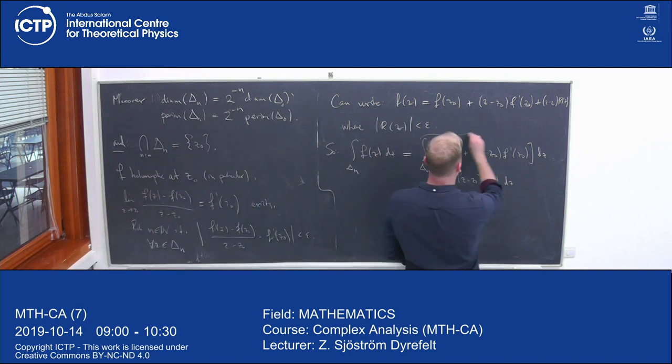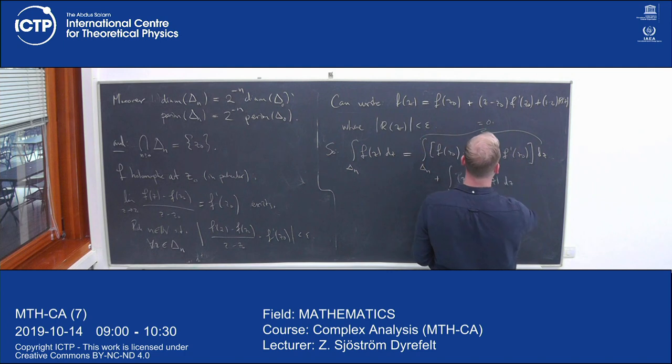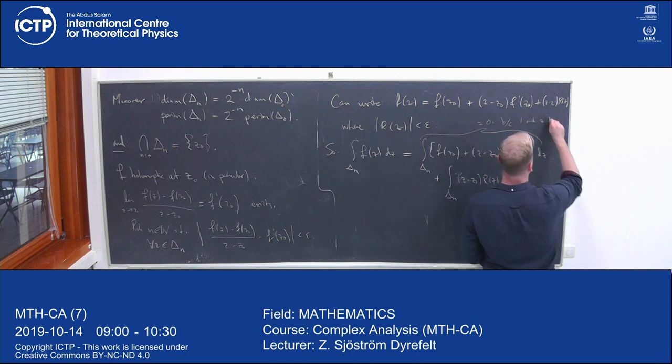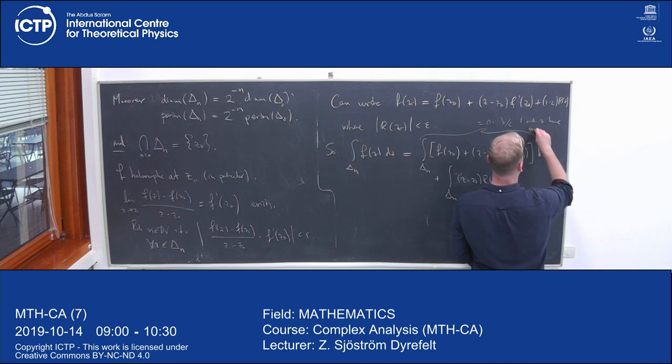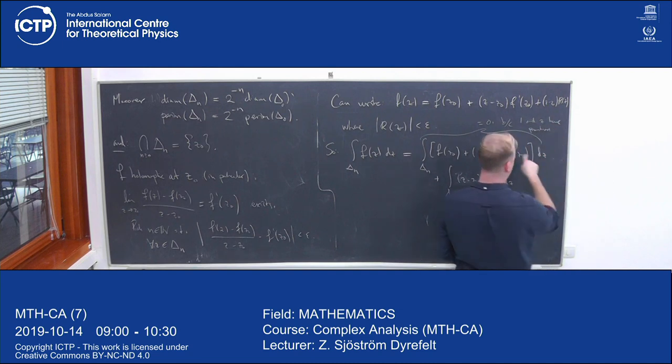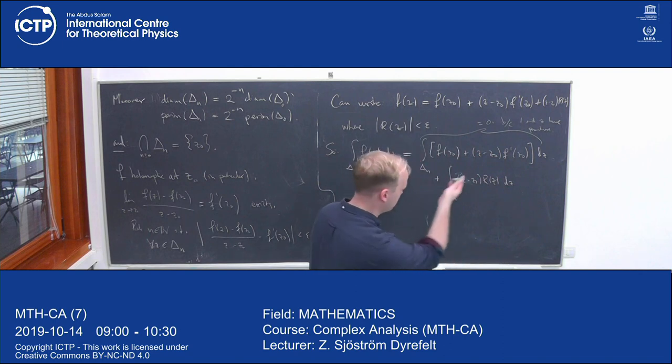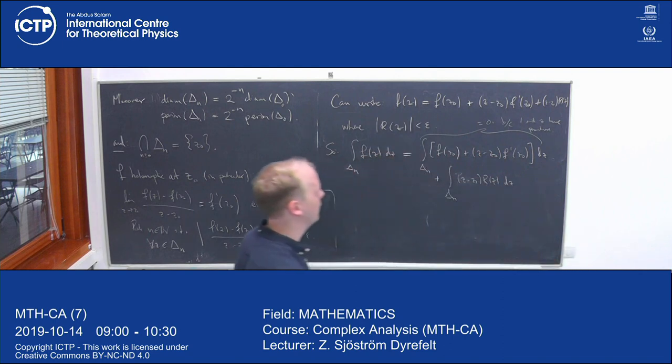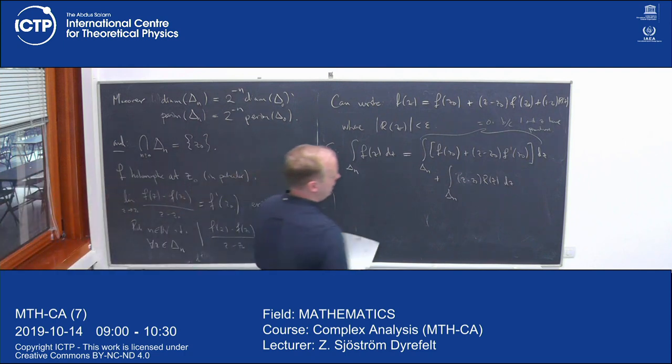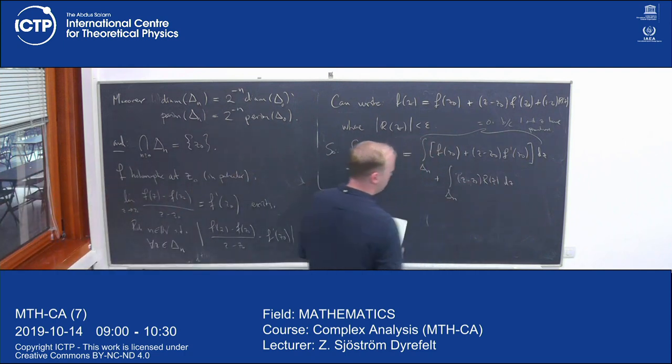So this whole thing is equal to zero because 1 and z have primitives, okay? And of course, f prime of z0 is actually just a number. So 1 and z have primitives. So this is zero. And then we get this last part.